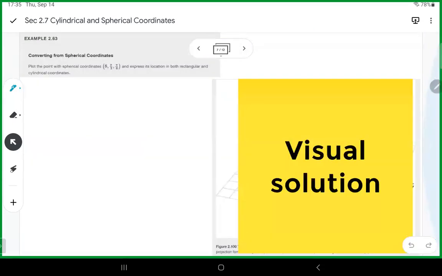So they want us to convert from spherical coordinates. It says plot the point with the spherical coordinates 8, pi over 3, and pi over 6, and express its location in both rectangular and cylindrical coordinates. So we'll do the spherical first, and then we'll do the cylindrical.